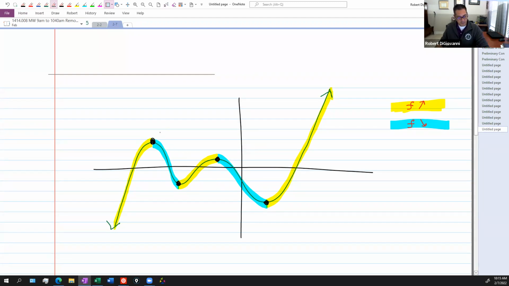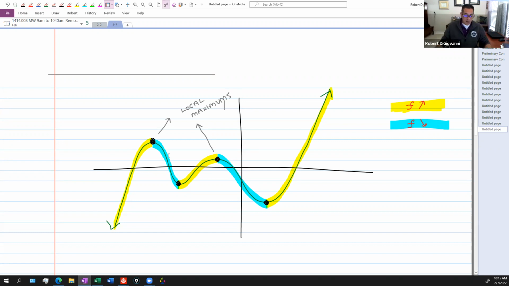These 2 points, this one and this one, are like little mountaintops, right? And those mountaintops are what we call local maximums. In this particular example, I have 2 of them, right? I have 2 kind of peaks.